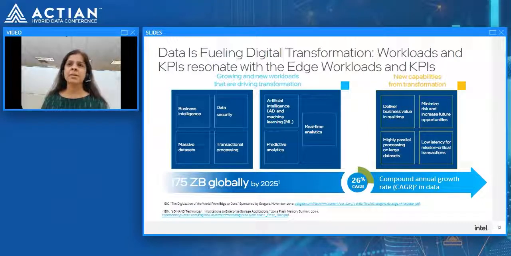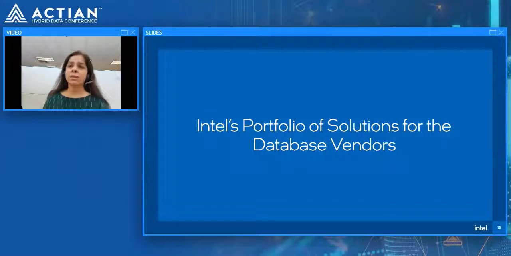The capabilities that are demanded from an edge platform are the same as the data center platform. In fact, even more performance is needed because of the time criticality of the applications involved. So you will need to deliver business value in extreme real time. You will have to do parallel processing on extremely large data sets and also cater to low latency requirements of mission critical transactions. So it goes without saying that the KPIs very well resonate with the edge workloads.